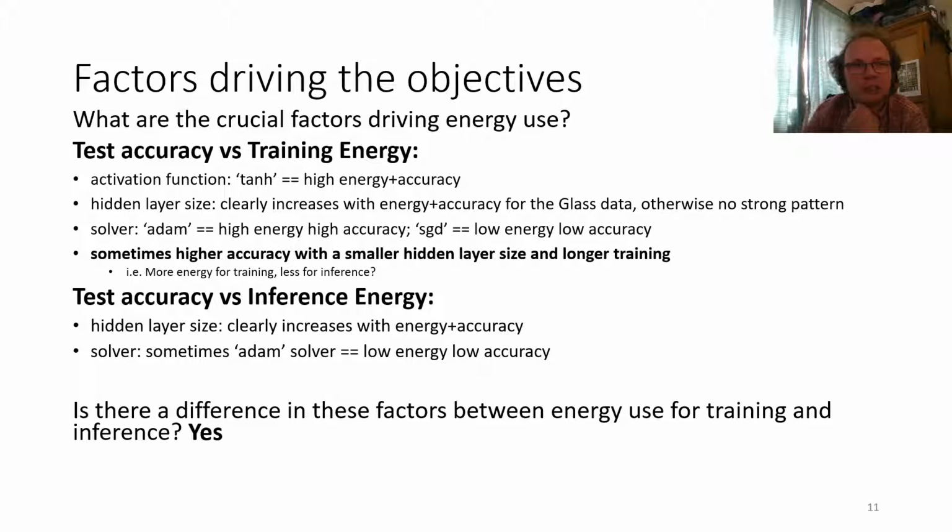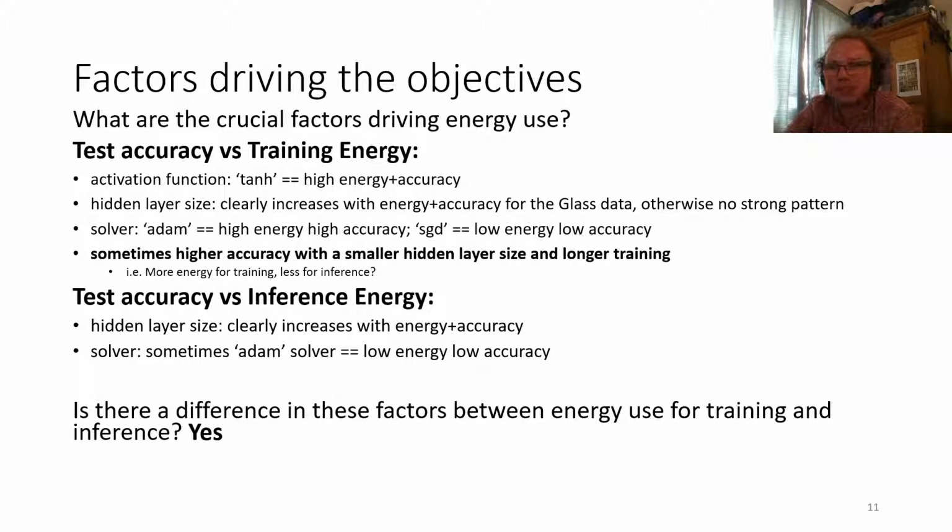Looking at the trade-offs for test accuracy versus inference energy, very clear pattern there. As the hidden layer size increases, more neurons, we have higher energy cost for inference. And the interesting result there is that the solver still sometimes makes a bit of a difference. Sometimes we were finding the Adam solver was at the low energy, low accuracy end of the trade-off for inference.